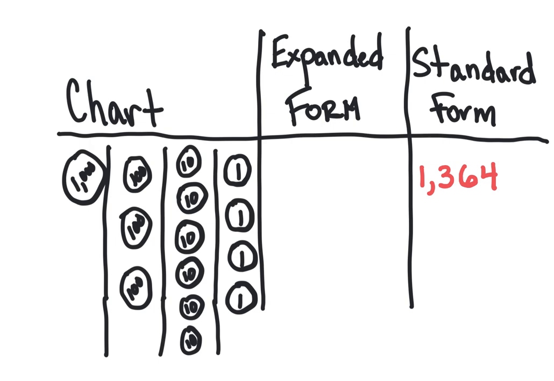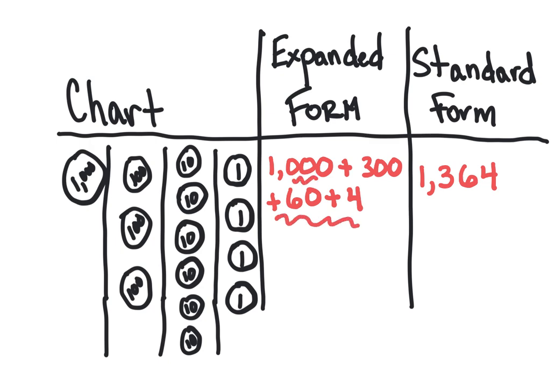Now for expanded, we separate each value and we use pluses. So we're going to add them up. The first one is 1,000. We need to write it out, and we need to put our plus. How many hundreds do we have? We have 300. How many tens do we have? We have 60. 6 tens, which means 60. And then we end it with the ones, which we have 4 ones. So expanded form is that we're stretching it out and we're including all those addition signs.